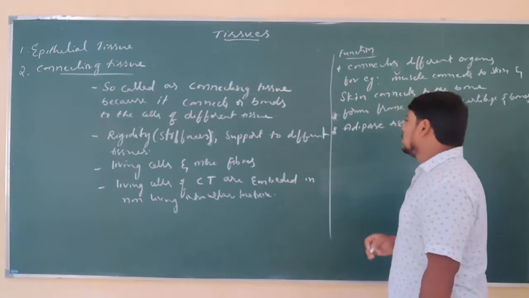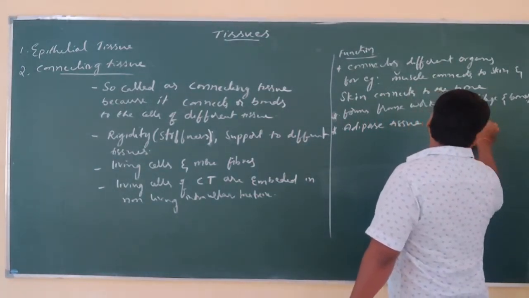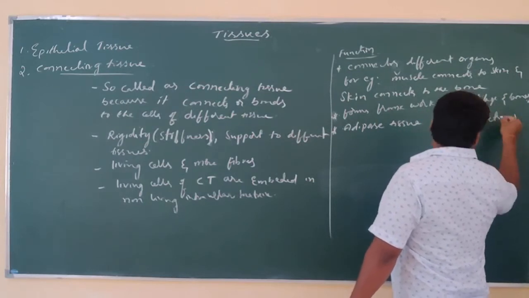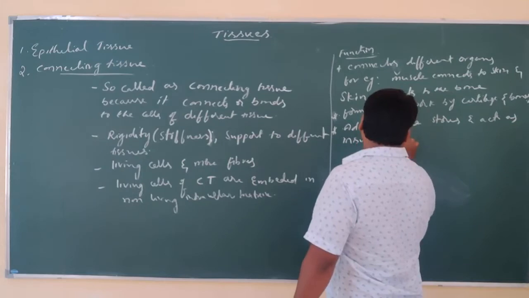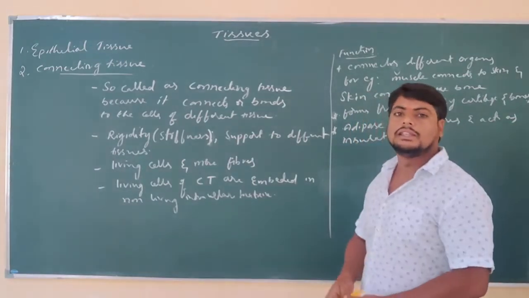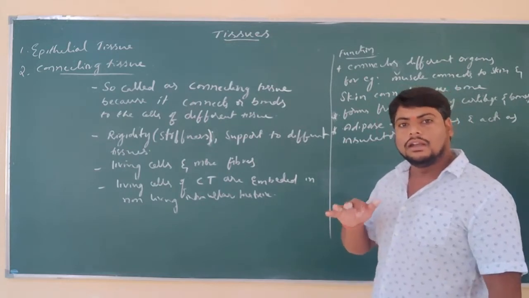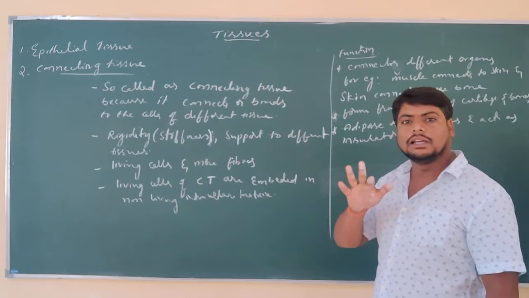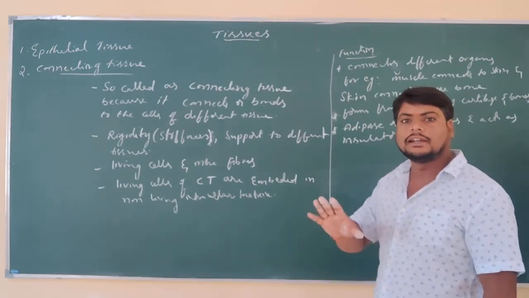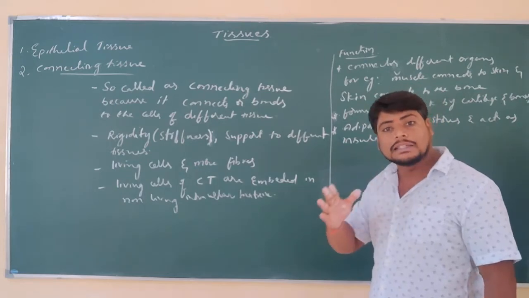Adipose tissue stores fat and acts as an insulator. The word insulator you learned in physics. What is an insulator? Based on the conduction or passing of heat, an object is a conductor or an insulator. Conductor means they pass heat, whereas insulator means they do not pass heat.